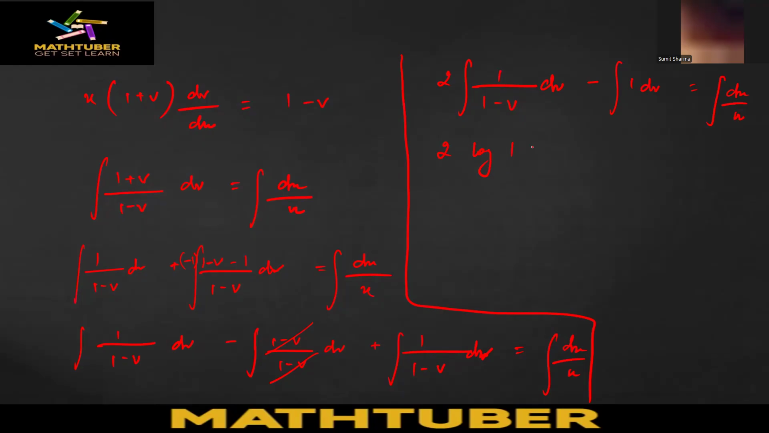So this will be 2 log 1 minus v, and 1 minus v, the differentiation of 1 minus v is in the denominator, so it is minus 1 only. Then v is equal to log x plus c, right? Then just put the value of v, 1 minus y upon x mod y upon x is equal to log x plus c. And that will be the answer, right? So this is how we have to do it.